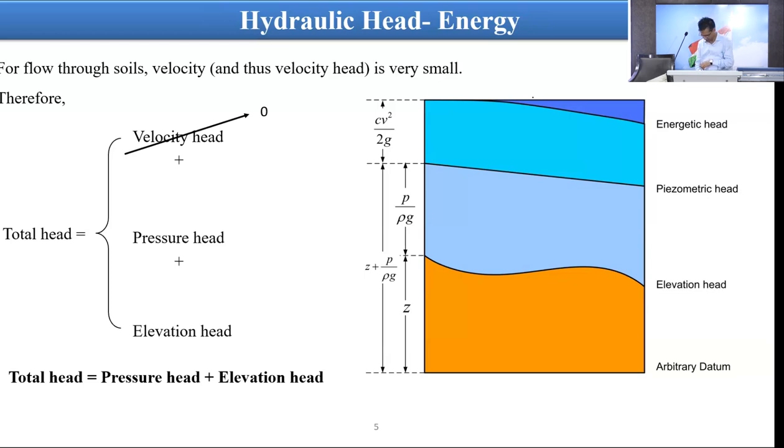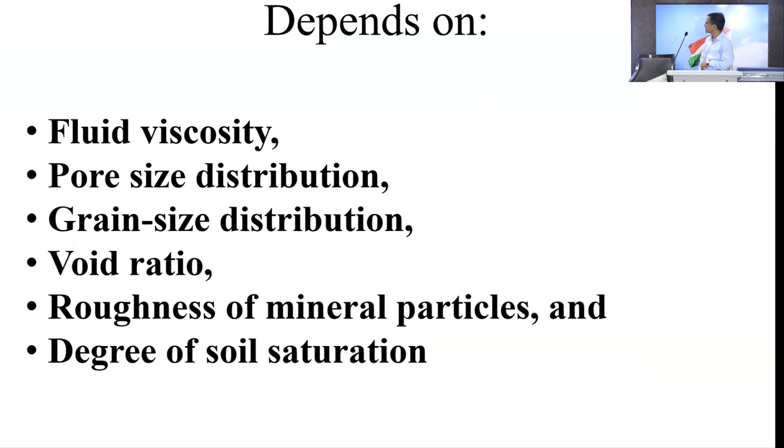So that part, like yesterday someone was talking about how much pressure we are putting with 7 meters of overloading, then how much will be that pressure. Here the flow velocity is so low we cannot consider it. So this flow also depends upon different factors.